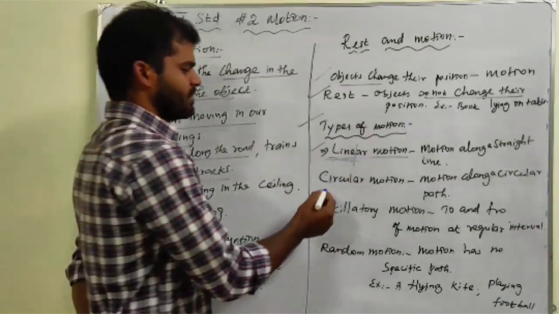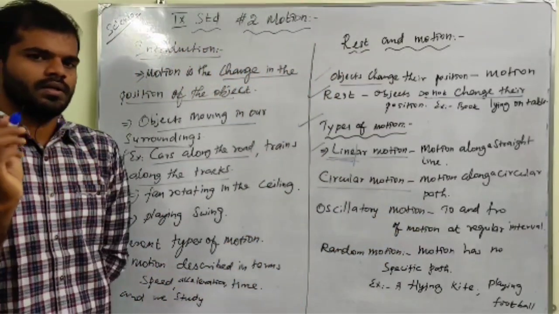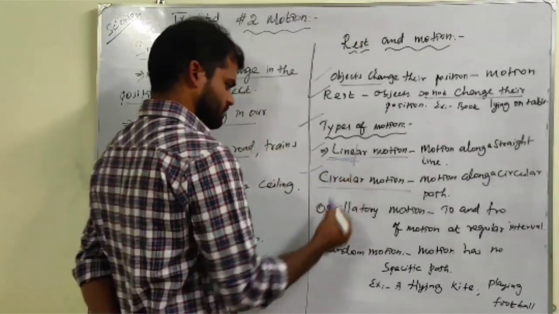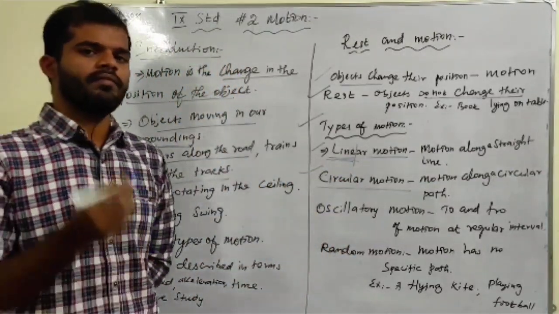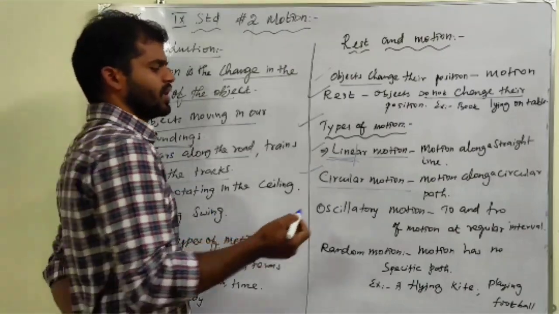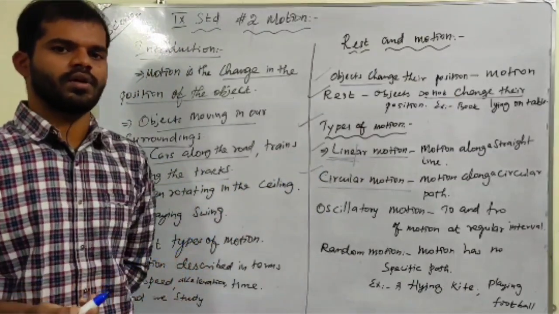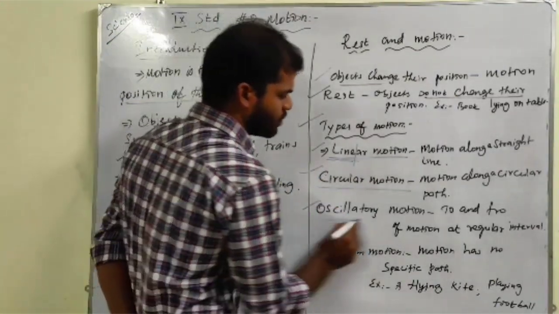The second one is called circular motion. It's very simple. Motion along a circular path is called circular motion. For example, a rotating fan. The fan will rotate in a circular path, so that is called circular motion. Anything that moves in a circular path is called circular motion. The third one, very simple, is oscillating motion.